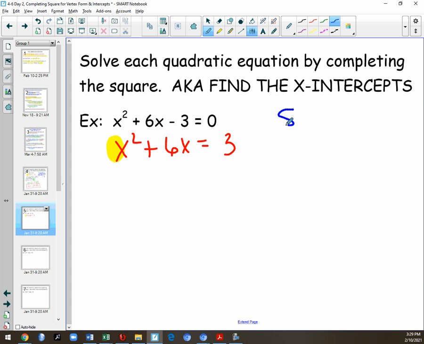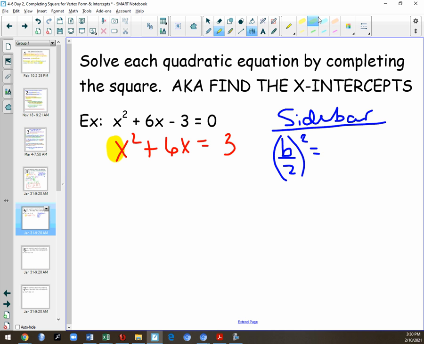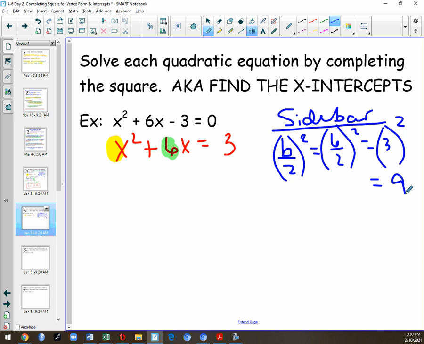Step 3 is sidebar. Sidebar is where I'm going to do all of my numerical calculations of b divided by 2 squared. So what is my b value here? My b value is going to be 6. So I'm going to take my 6 and divide it by 2 to give me a 3. I'm going to square that, and that gives me 9. 9 is what I'm going to drop on each side of the scale.